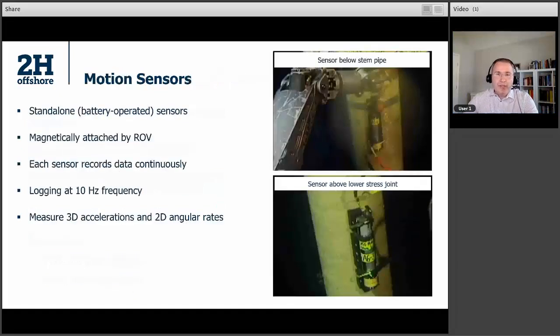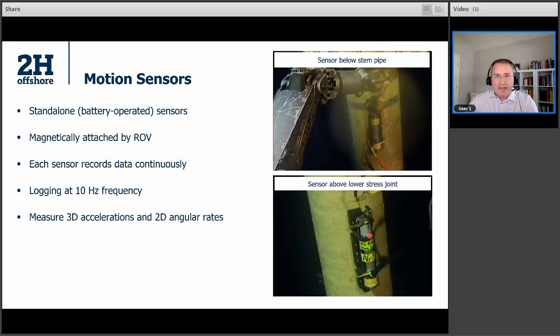So here you see subsea images for some of the installed sensors. Standalone battery operated sensors are used. They are designed to be installed and retrieved by ROV using a magnetic holder. And magnetic holders are field proven and allow for ease of installation. You can see it over here. This black component is the magnetic holder, and this is the casing for the sensors.